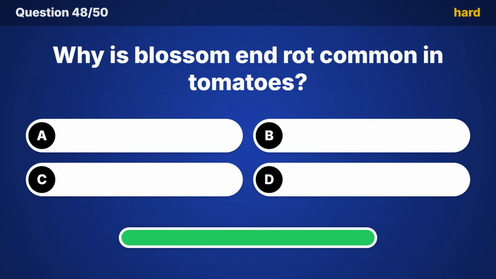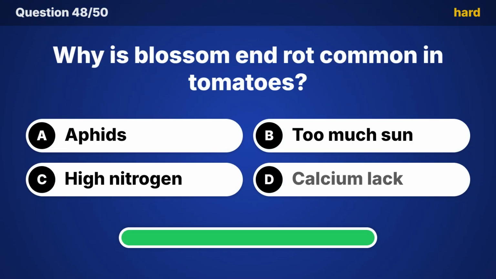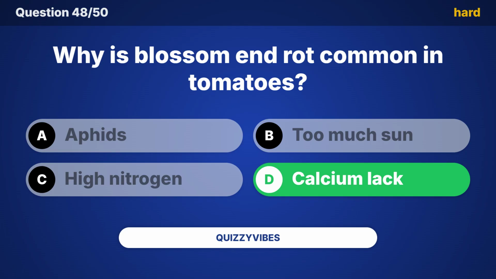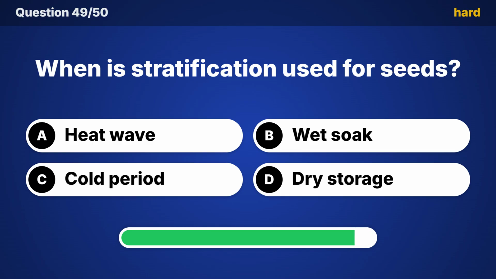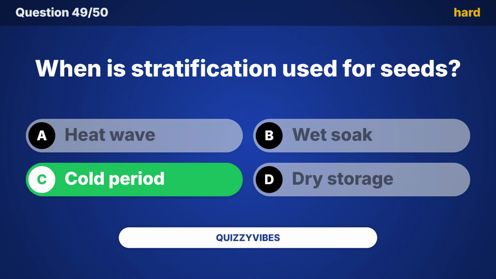Why is blossom end rot common in tomatoes? Time's up. It's calcium lack. When is stratification used for seeds? Did you guess it? The answer is cold period.